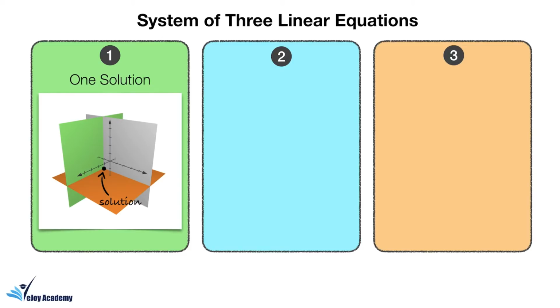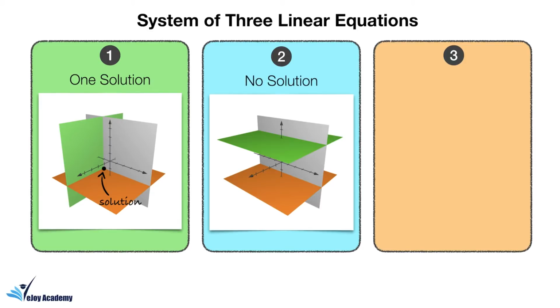The first one is your system of equations has one solution. Each equation represents a plane in a 3D space, and the intersection of the three planes is the solution of the system of linear equations. When two of the planes are parallel and the third one intersects with the other two, the intersections are two lines that are parallel to each other. They don't intersect, so as a result you don't have any solution.